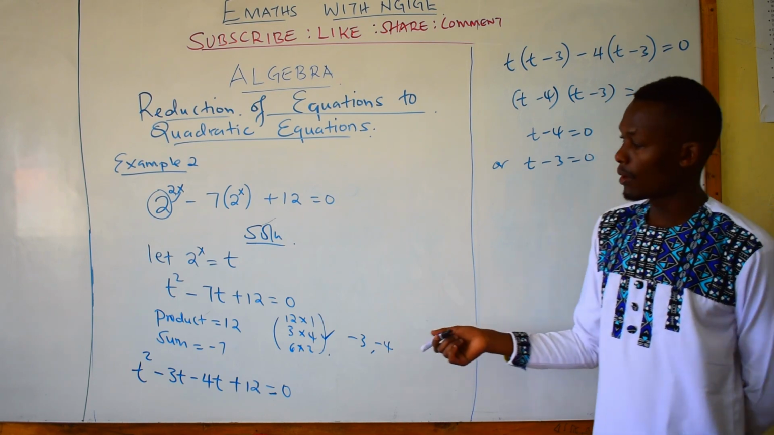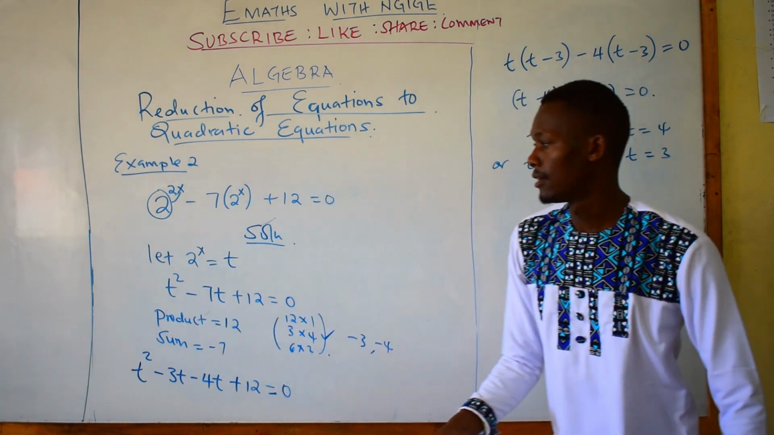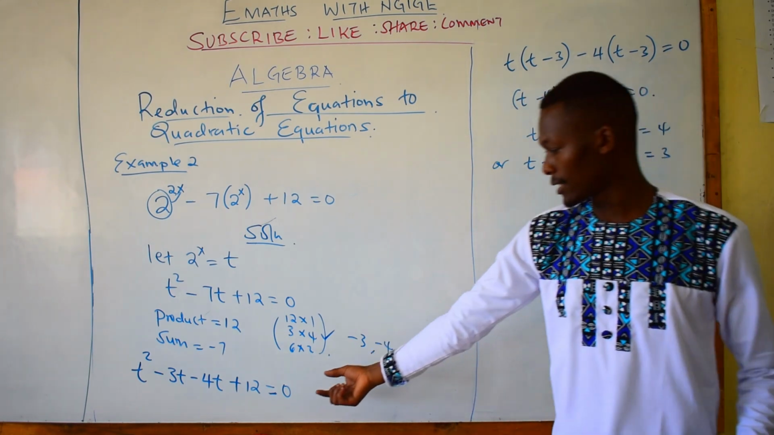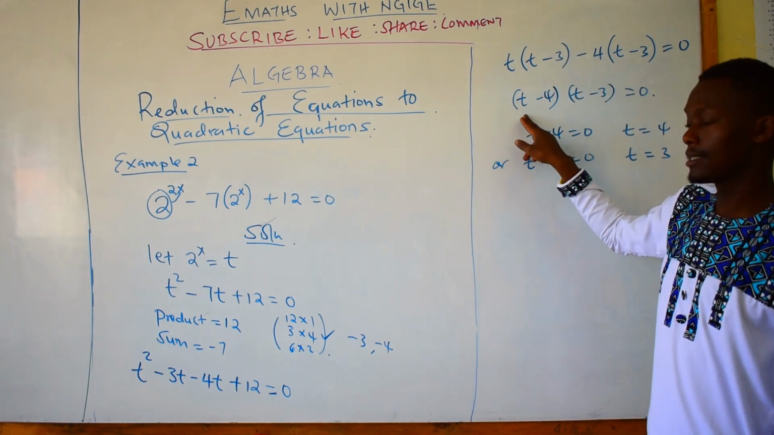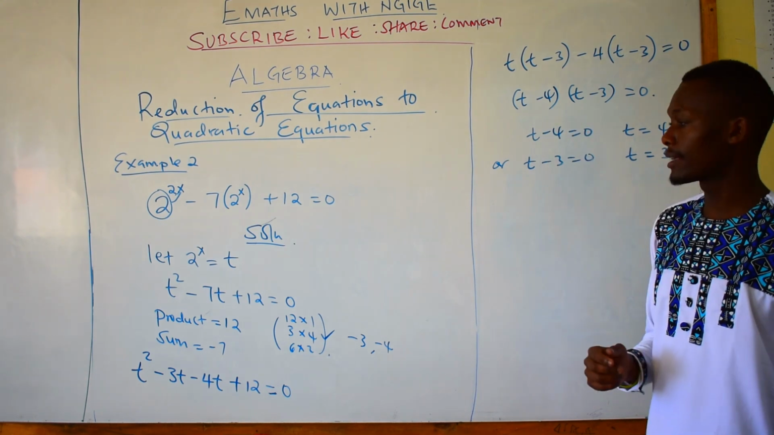Now, let me highlight something here. When your a is 1, you can always skip all these processes, especially this point and this point here, and just write this. How do you write these two factors? You can get the factors by finding this.